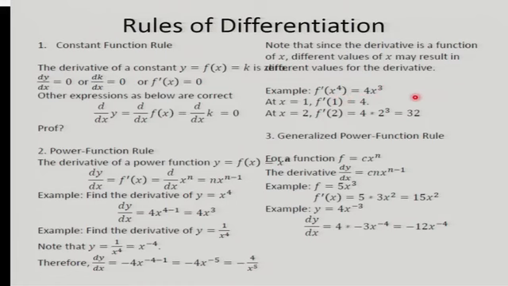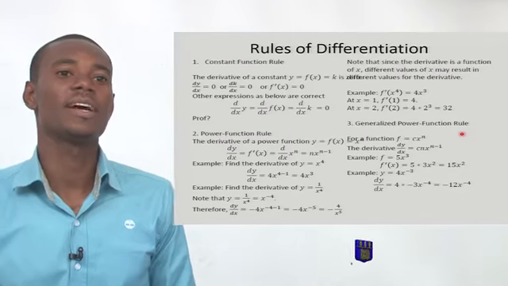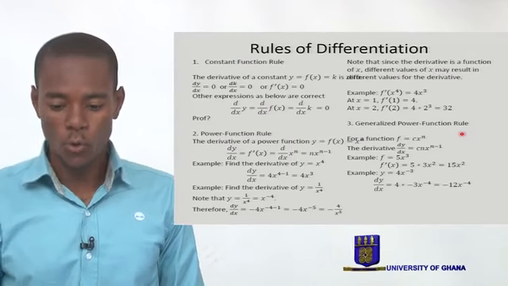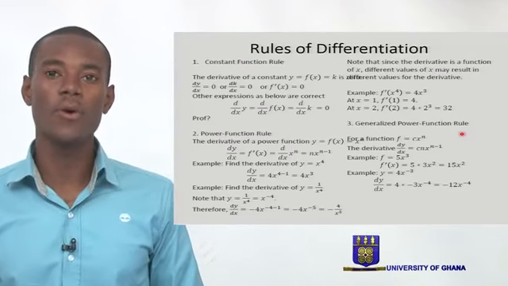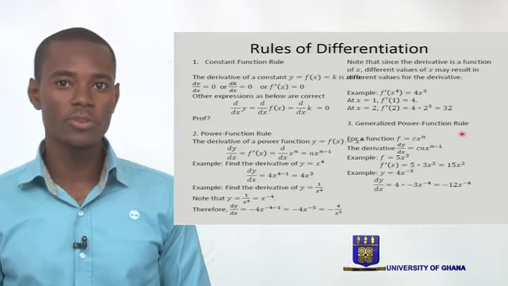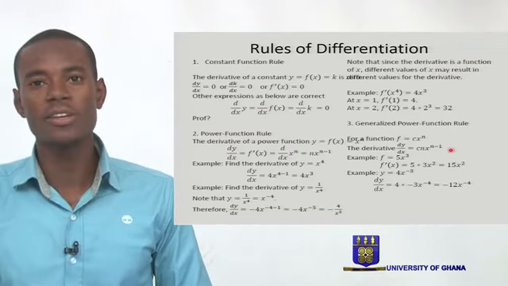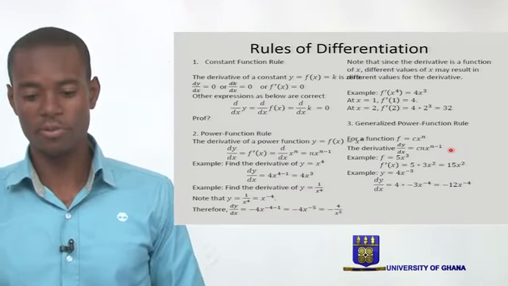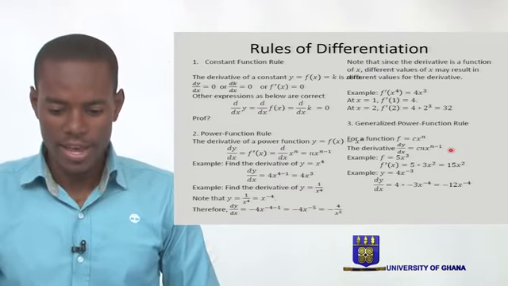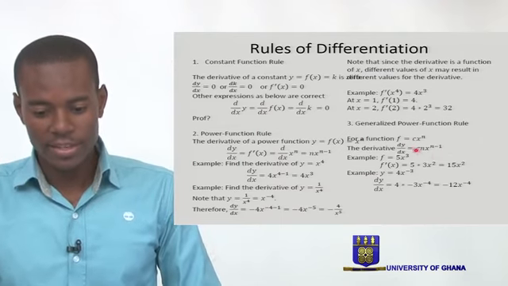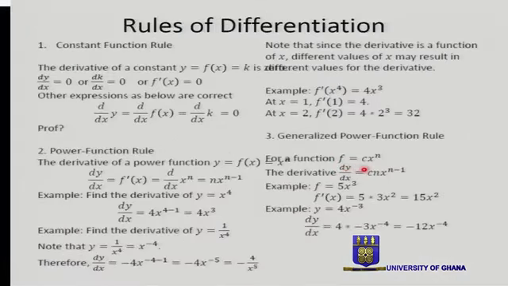Now, the third rule we'll also look at is the generalized power function rule. This is more like a little build-up on what we just saw. It's still the same idea of bringing the power to the front and reducing it by 1. But this one, let's say my function actually does carry some constant before the variable. For instance, if I have a function, say f equals c times x to the power n, where c is my constant, and x to the power n is the function.